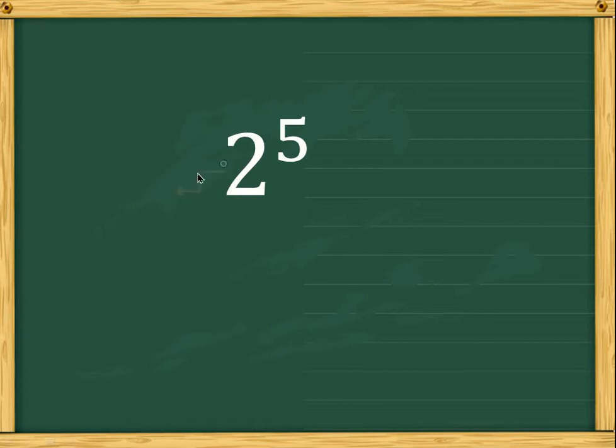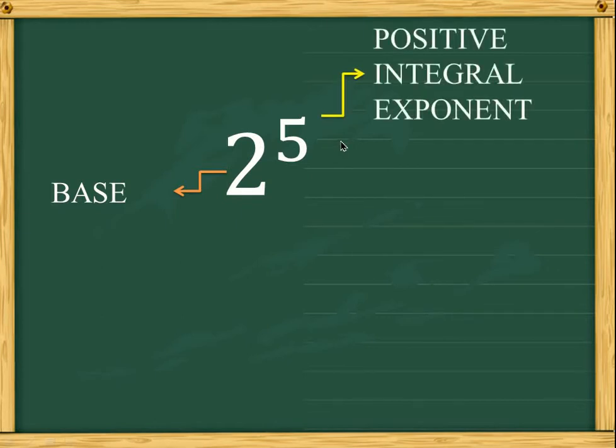Now, si 2 po ay tinatawag nating base. Well, si 5 ay tinatawag po nating positive integral exponent, or in short, positive exponent. Positive integral, it's because the exponent is positive. Tinatawag din tong minsang power. Take note, si 5 ay tinatawag na positive integral exponent or tinatawag siyang power.